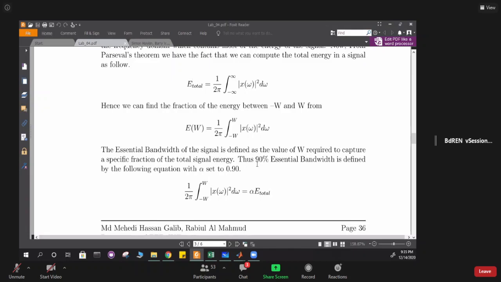But if we want, okay, 90% of the energy of the signal, then what will be the bandwidth? Then we can solve this equation basically. The left hand side and right hand side are related by alpha, that means the multiplying factor, times E total. So basically we want to solve this equation in MATLAB, and we want to find out the value of this W. Is it okay?